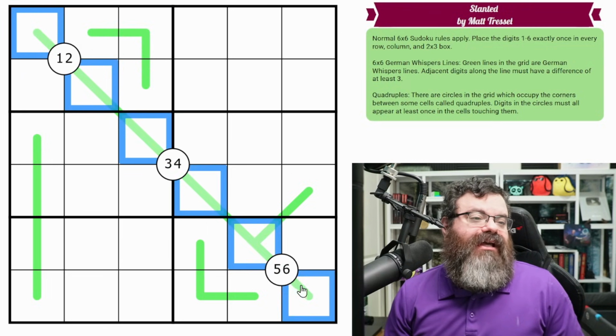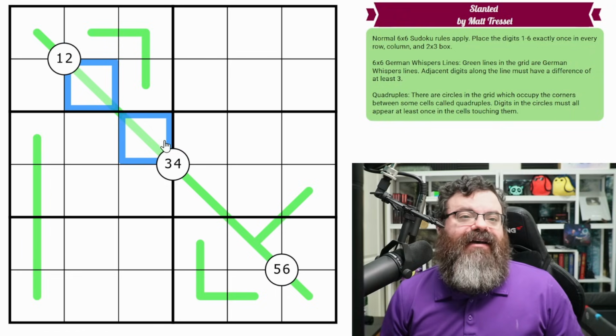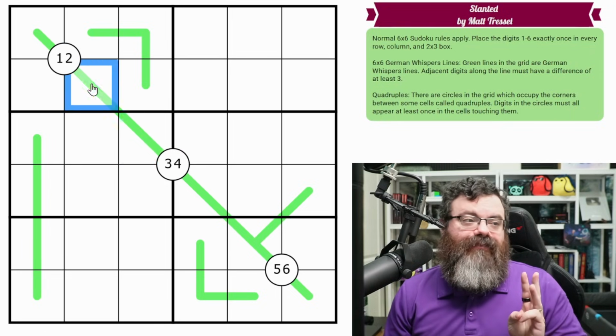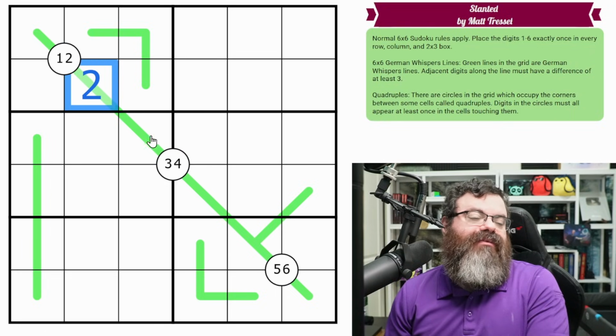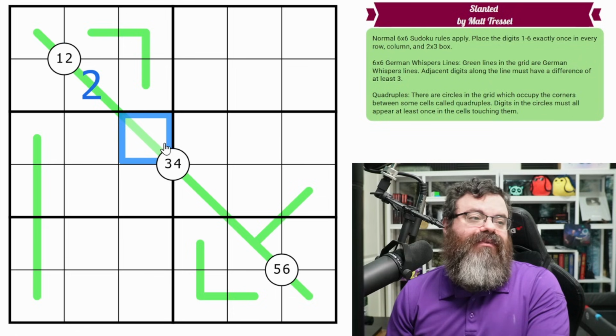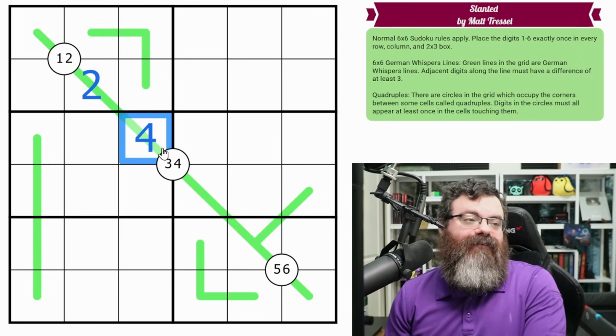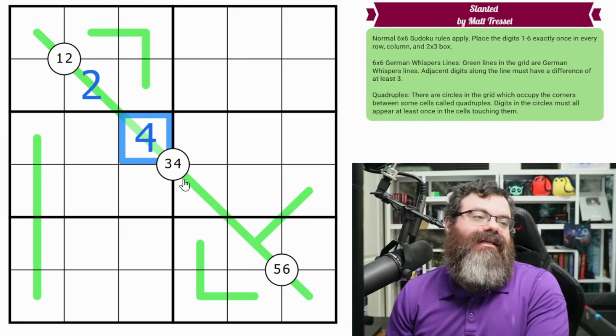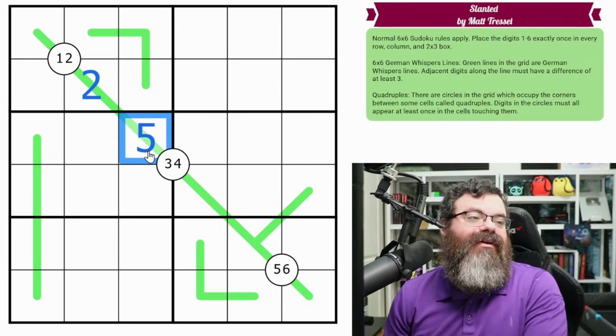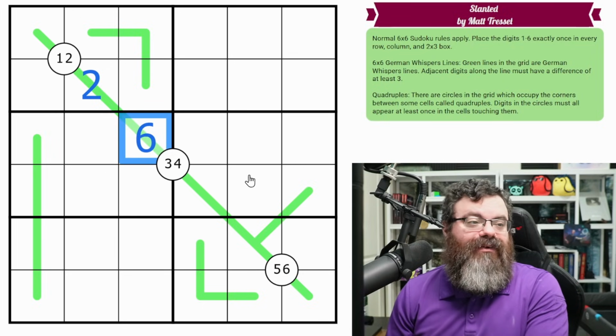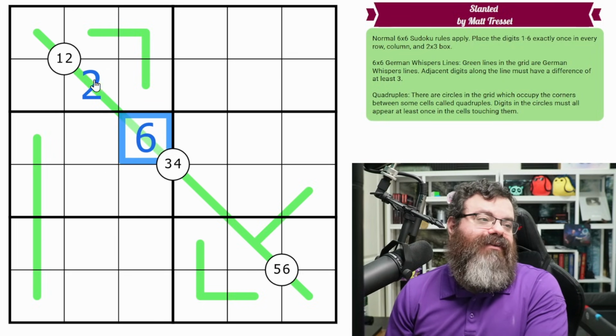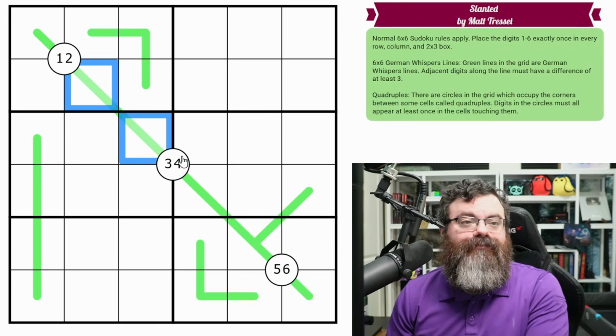These are German whisper lines. Adjacent digits on a line have to have a difference of at least 3. So if this was a 2, what has a difference of at least 3 with 2? Well, not 1, not 2, not 3, not 4. Those all have a difference of 2 or less. But 5 has a difference of 3, that would be okay. And 6 has a difference of 4, that would be okay. So next to a 2, you can put a 5 or a 6, basically, on a German whisper line.